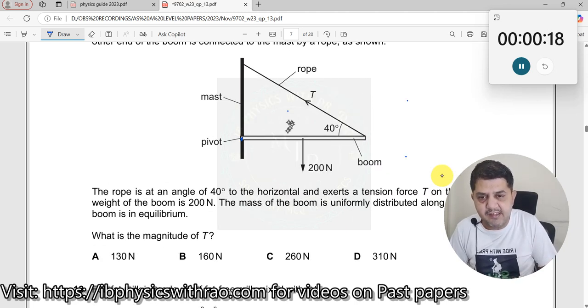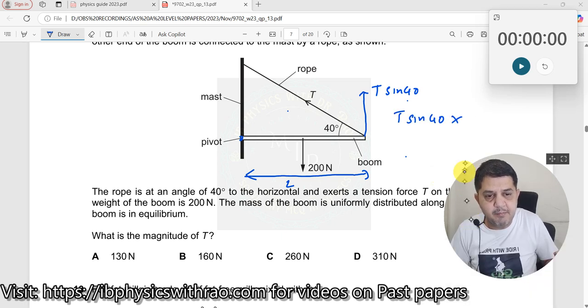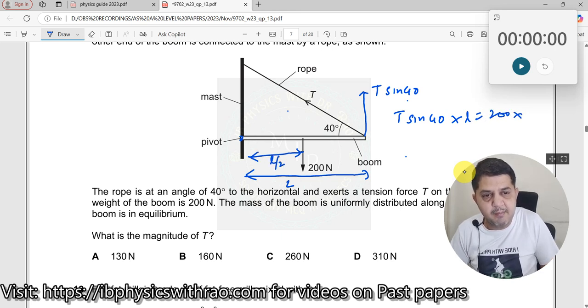So what we do is, let us consider the whole length to be L over here. I can apply the moment of force about the pivot over here. So this should be T sin 40, which gives you an anti-clockwise moment, T sin 40 multiplied by L. And this one will give you a clockwise moment. And what is this distance? This distance is L by 2, which should now be equal to 200 multiplied by L by 2.